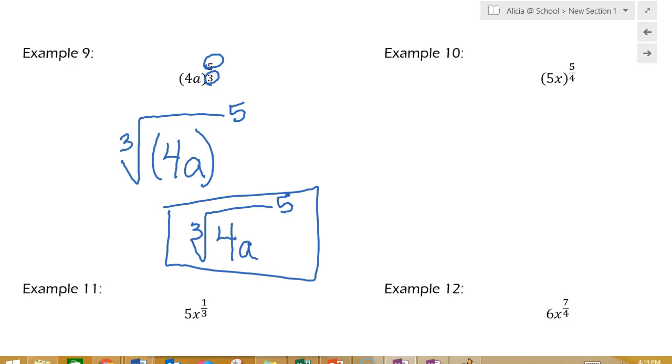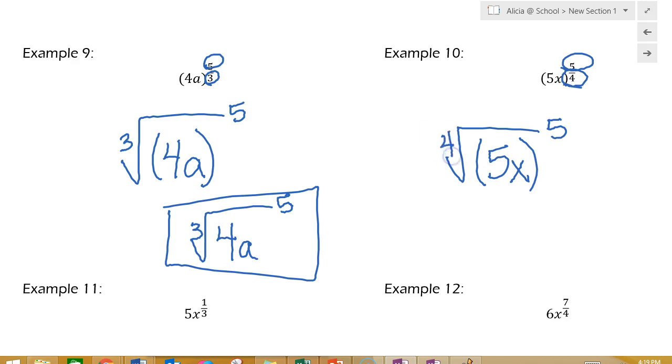Example 10, I'm going to draw my radical symbol there. Keep my base together, which is 5x. Take that numerator, which is my exponent, and write my 5 as my exponent. And then my denominator is my root number. So that becomes the 4th root of 5x to the 5th. Again, you can drop the parentheses. Just make sure that you don't write that exponent of a 5 on the x term. You don't want it to accidentally look like its own exponent.